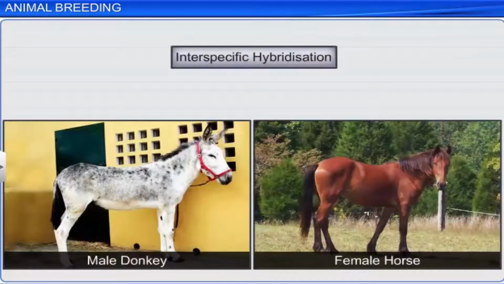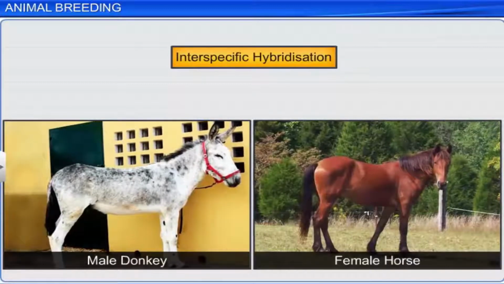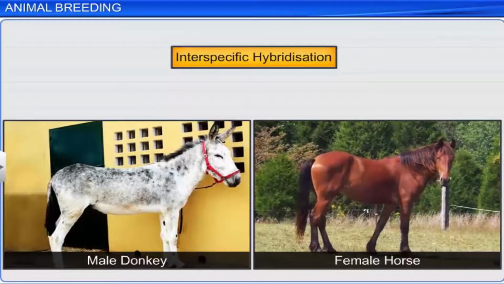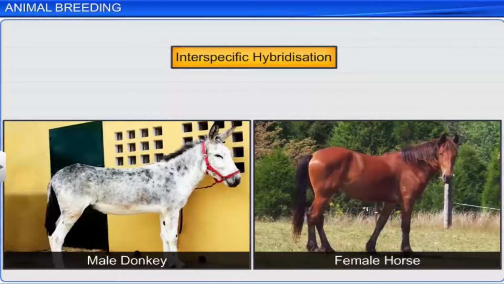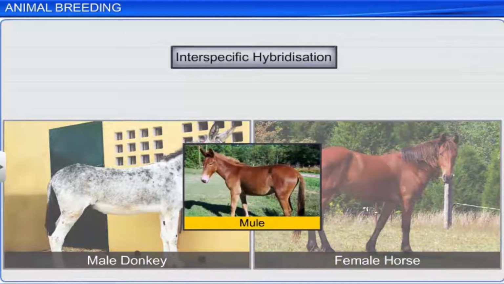The third type of outbreeding is interspecific hybridization, where animals of two different species are mated. For example, mating between a male donkey and a female horse to form a new breed, a mule. Although most new breeds are infertile, they have high economic value.